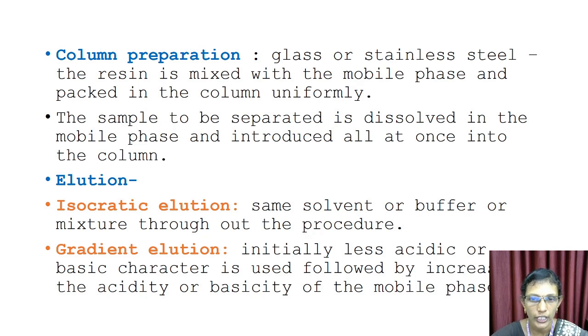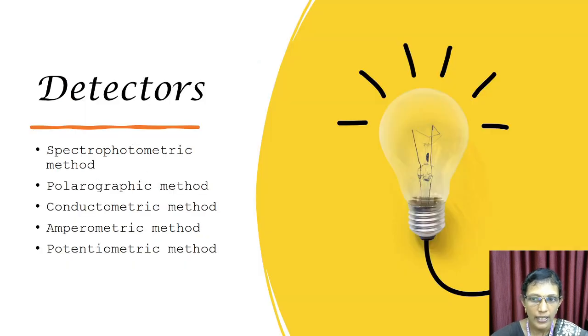The elution depends on the solvents used. If the same solvent or the same procedure is carried on throughout, it is known as isocratic elution. If you want changes throughout the procedure, such as changes in concentration, in the acid or base, or in the pH, it is known as gradient elution.